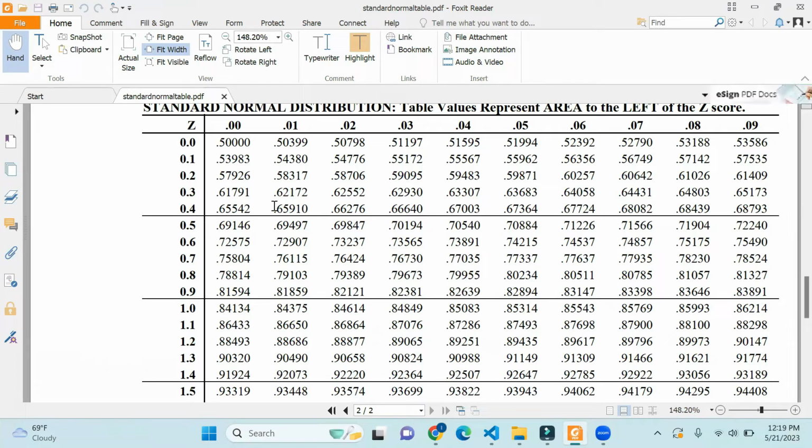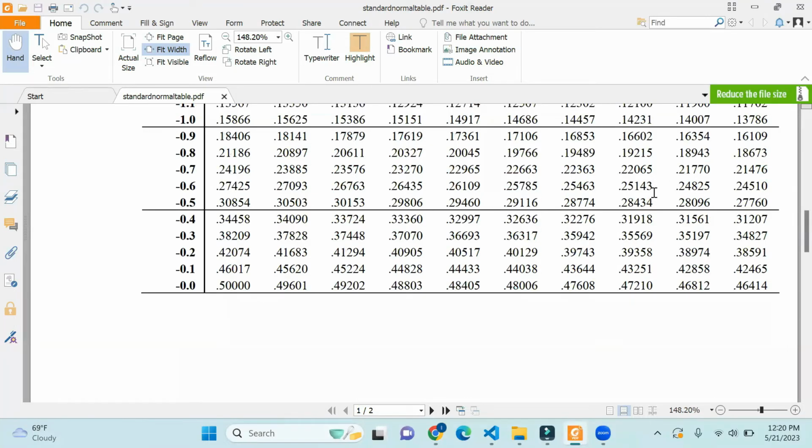Next, for the first quartile, we try to search a number inside the body of the table that matches 0.25. Here we find these two numbers, 0.25143 and 0.24825, containing 0.25. The corresponding z-values of these numbers are negative 0.67 for this number and negative 0.68 for this number. The average of these two z-scores, negative 0.675, is the first quartile.